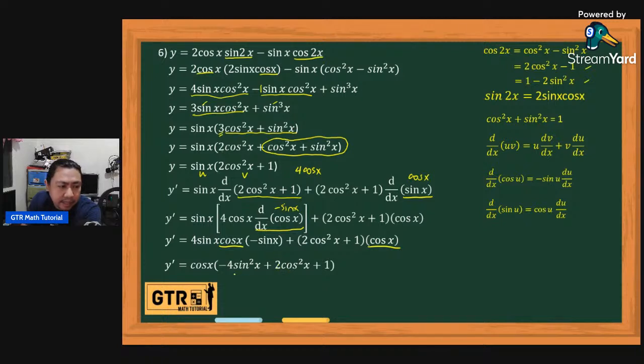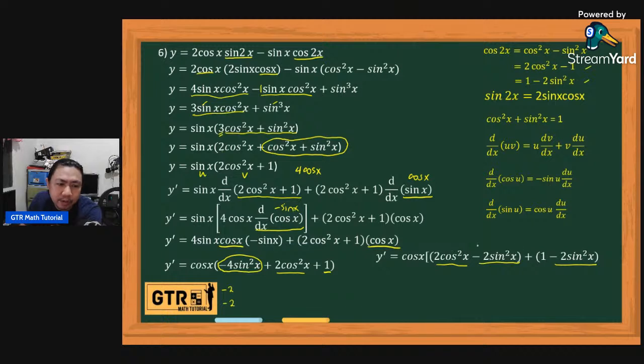We will use identity. We will break this negative 4 sine squared x into 2 parts, negative 2 and then another negative 2. And then we will regroup so that we can use the identity. Okay? So break this negative 4 sine squared x into, ayan, negative 2 sine squared x and then another negative 2 sine squared x. And then regroup natin sa 2 cosine squared x. So ito na yon, 2 cosine squared x and then 1 minus 2 sine squared x.